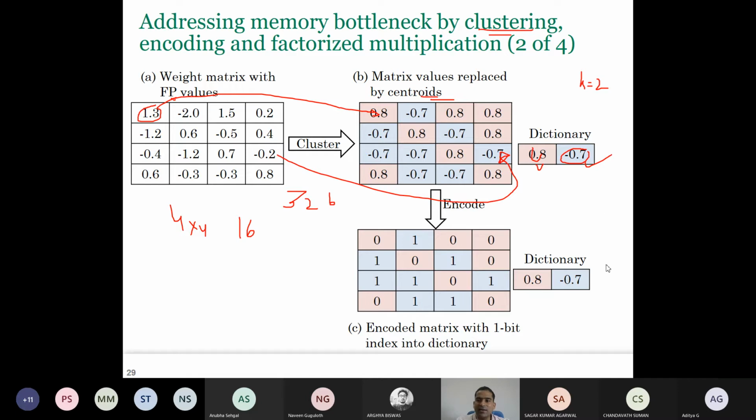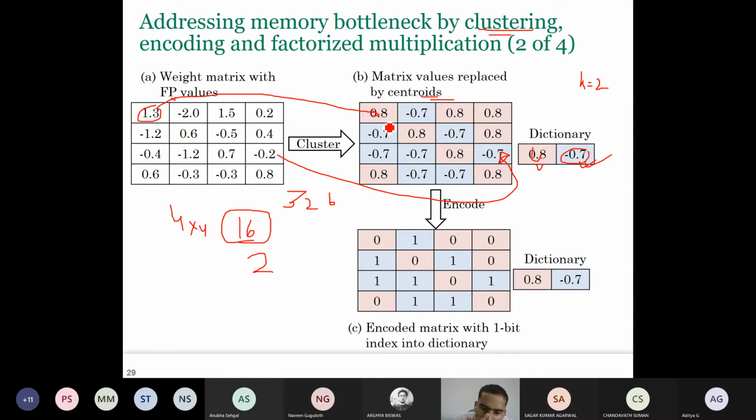Anybody can tell me how many distinct values are there in the matrix now? Sir, 2. 2, yeah. There are only 2 distinct values, either 0.8 or -0.7. So first of all, instead of 16 values, now we just have 2 distinct values.